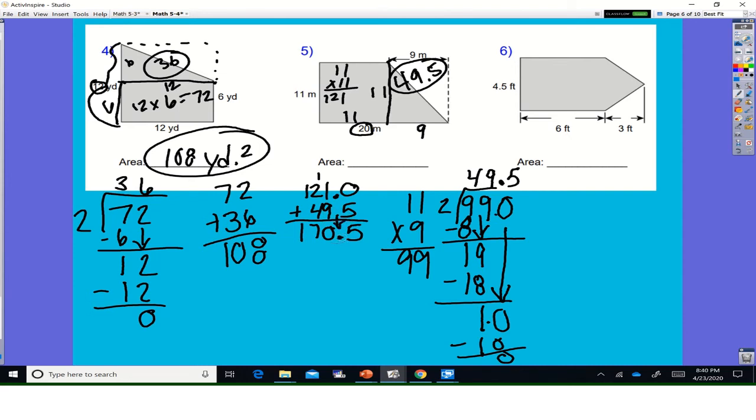When adding and subtracting, we always line up our decimals. When multiplying and dividing, we don't have to line up our decimals. So we get 170 and a half meters squared.